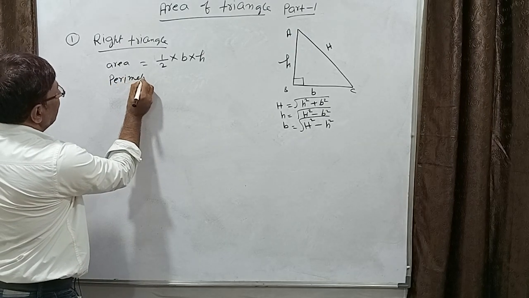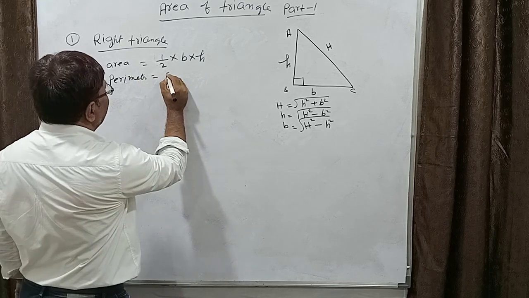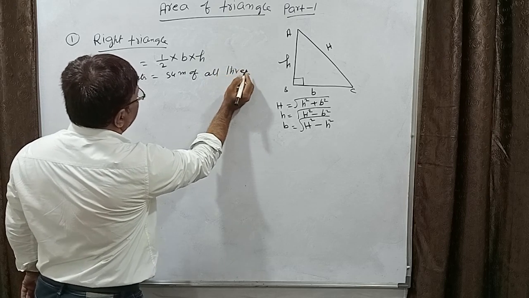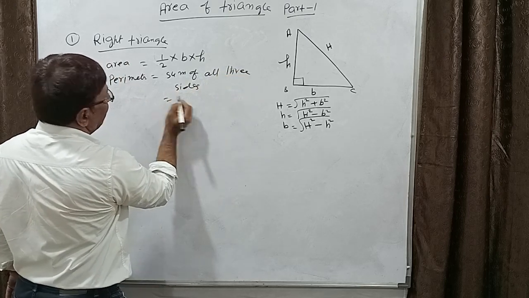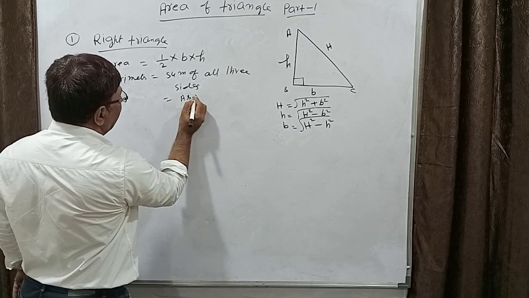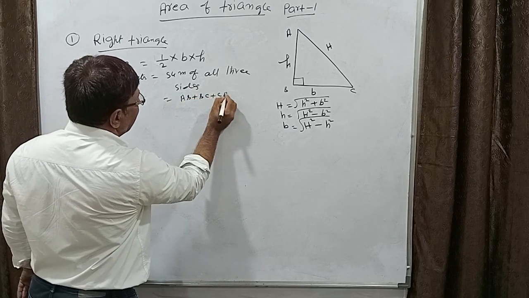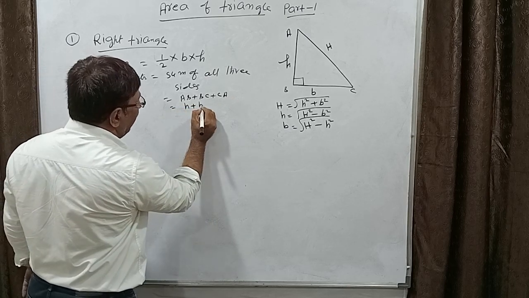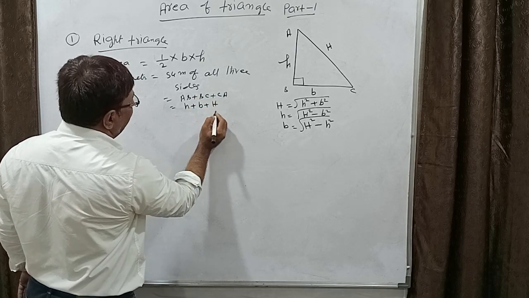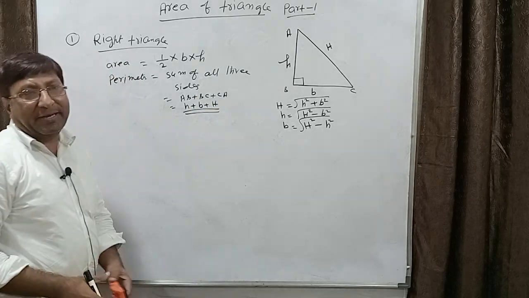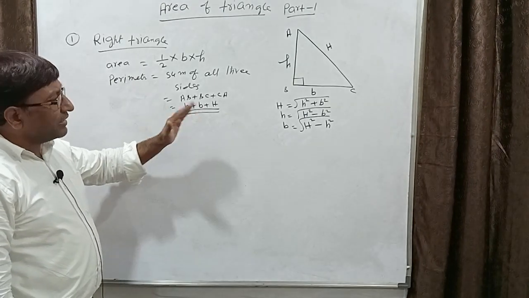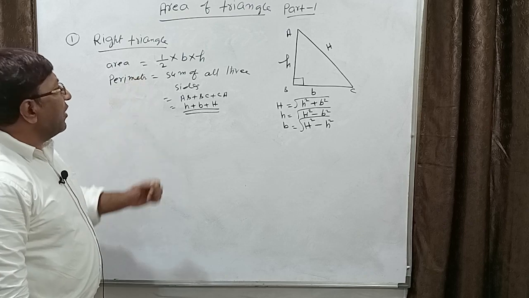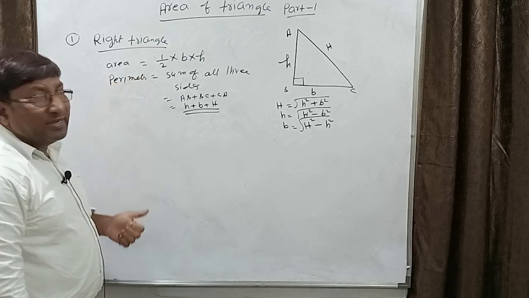In the same way, for perimeter: if we need the perimeter of the right triangle, its formula is the sum of all three sides. So you can add AB, BC and AC. AB is the height, BC is the base, and AC is the hypotenuse. When we add all this, we will get the perimeter. So perimeter of a right triangle is the sum of all sides, and area of a right triangle is half base into height. Now I am giving some questions related to the right triangle.